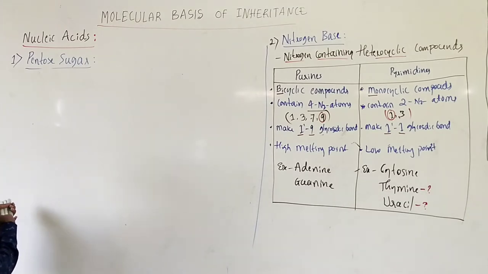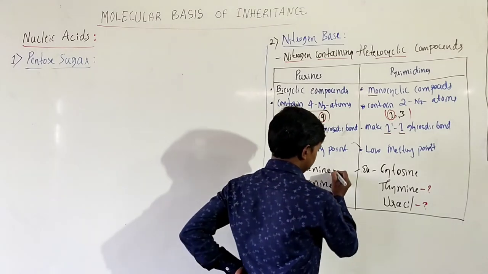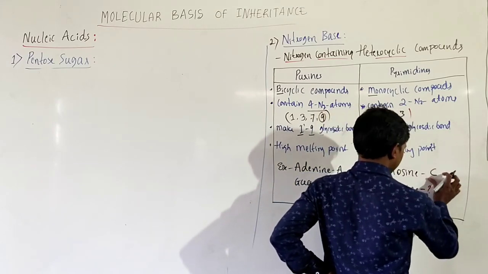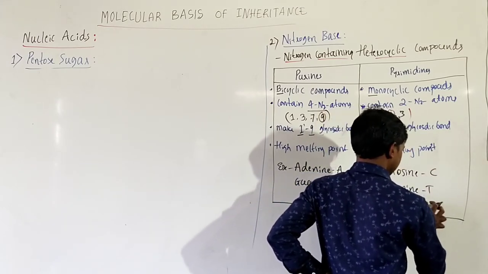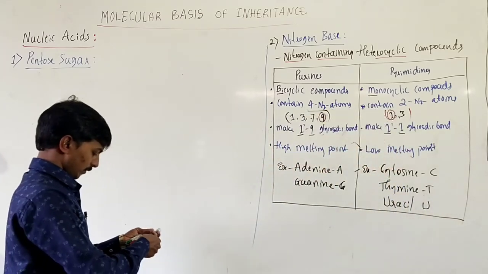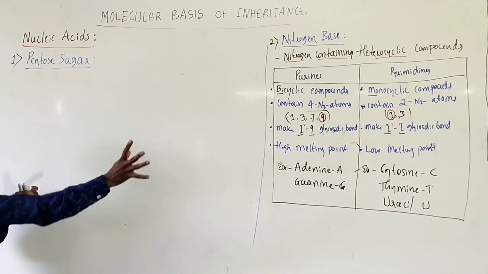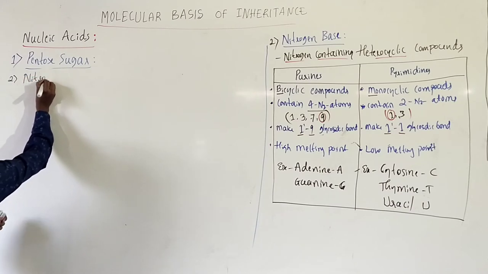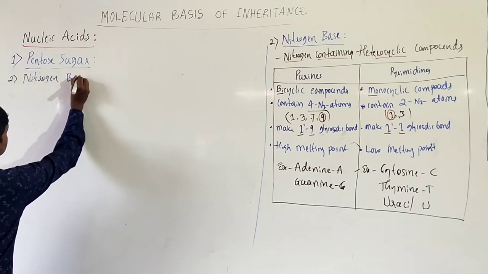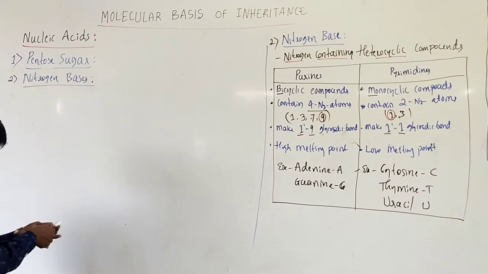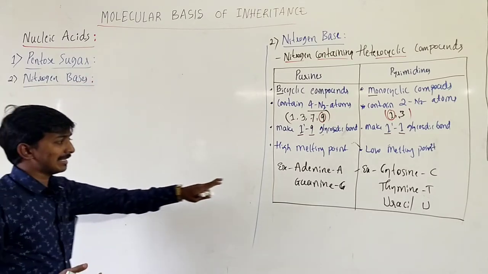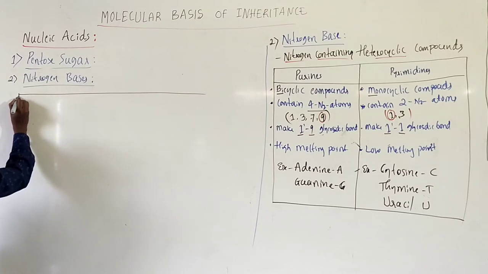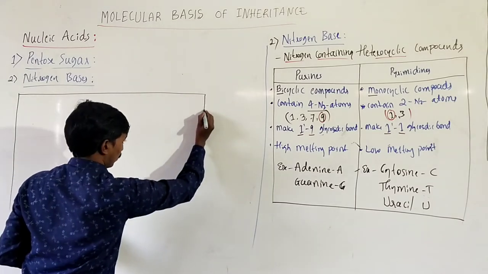Better I'll do one thing. Adenine I'll write A, guanine G, cytosine C, thymine T, and uracil U. So I'll make a brief table of nitrogen bases to understand where they are present. To make that differentiation, we need a table of three columns.